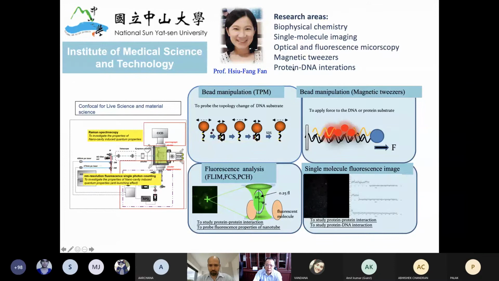And Professor Fan, her background is from chemistry, and right now she has set up an optical system, and this optical system can detect a single molecule. So right now she focuses on the single molecule, like DNA and protein interaction.